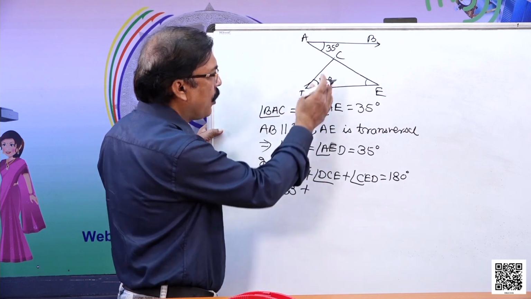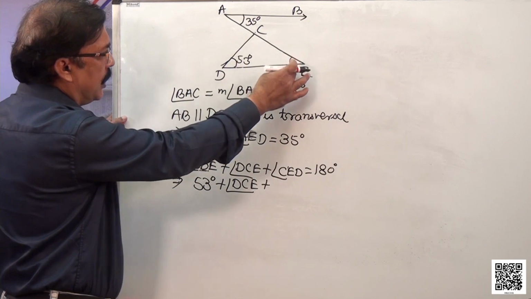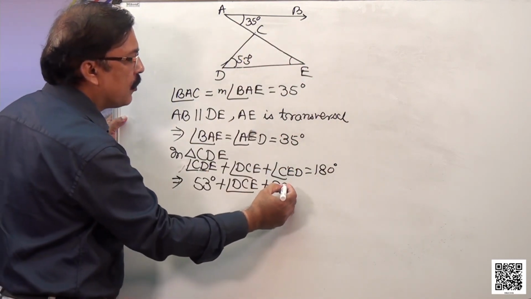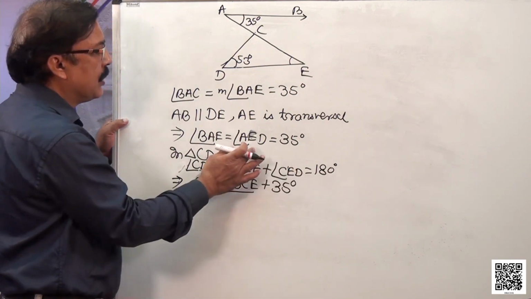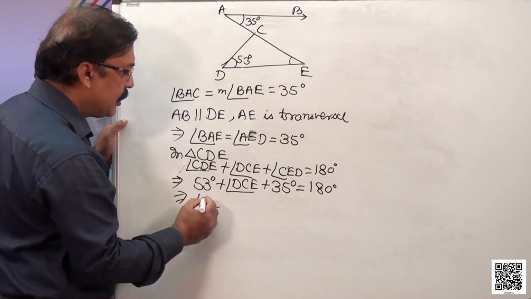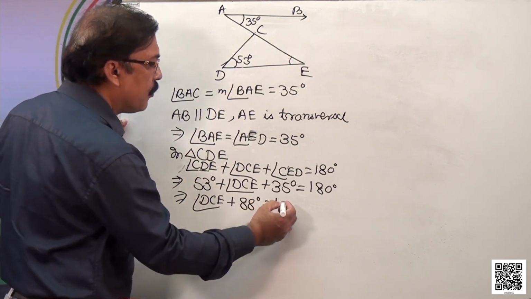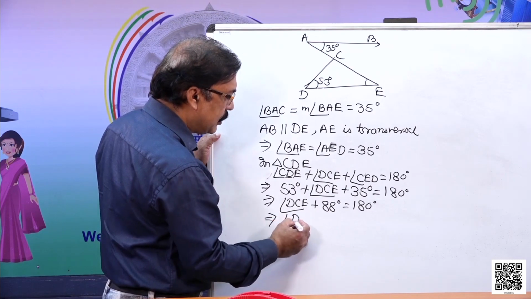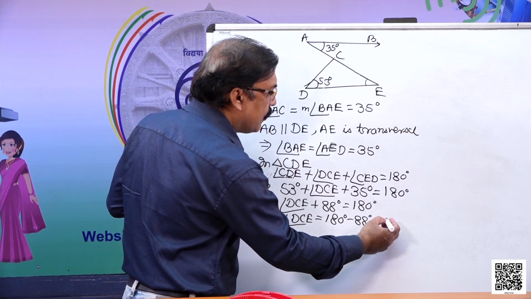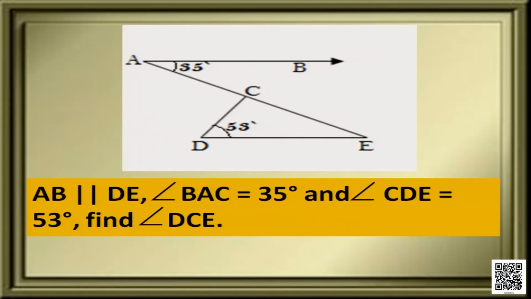53 degree and we have to find the value of DCE, so keep it as it is, DCE, and CED is same as AED, and AED is equal to BAE and its value is 35 degree. So CED is same as AED, so we can write 35 degree. This gives angle DCE plus this 35 plus 53 gives 88 degree is equal to 180 degree. That gives angle DCE is equal to 180 degree minus 88 degree is equal to 92 degree. In this way, we can solve that angle DCE is equal to 92 degree.